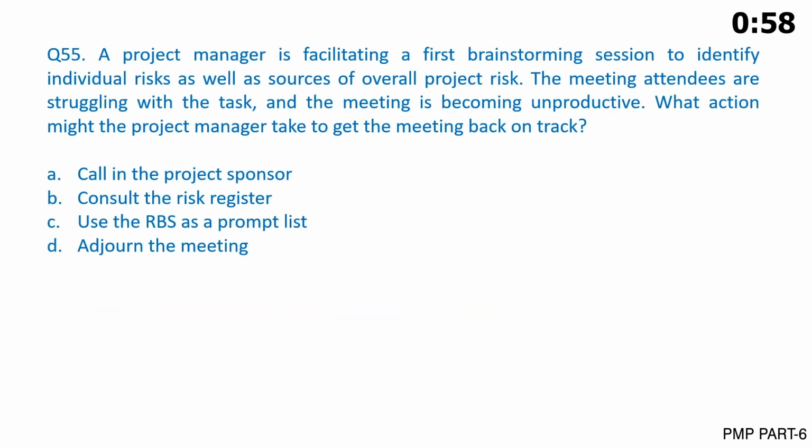A project manager is facilitating a first brainstorming session to identify individual risks as well as sources of overall project risk. The meeting attendees are struggling with the task, and the meeting is becoming unproductive. What action might the project manager take to get the meeting back on track?